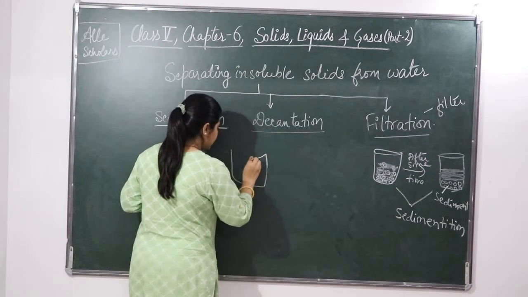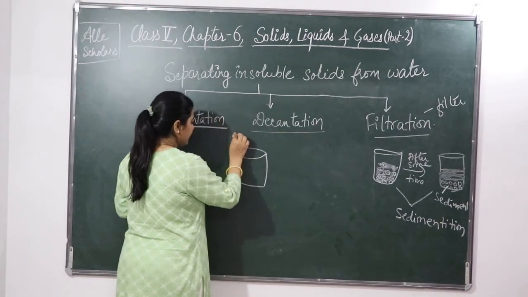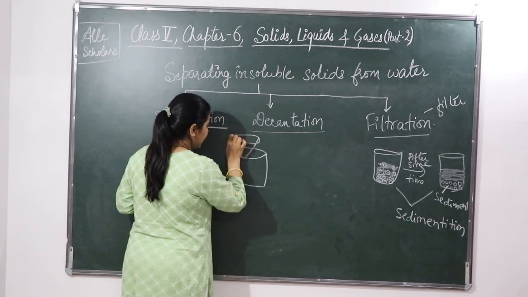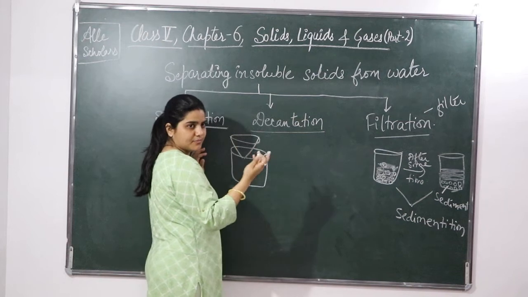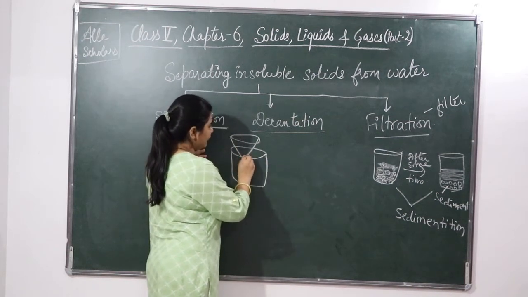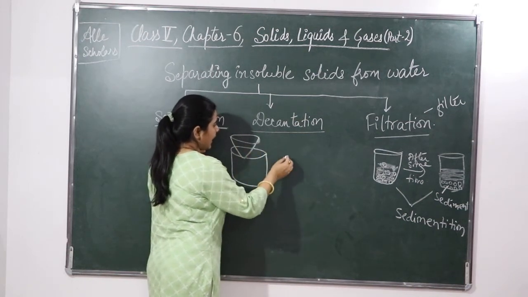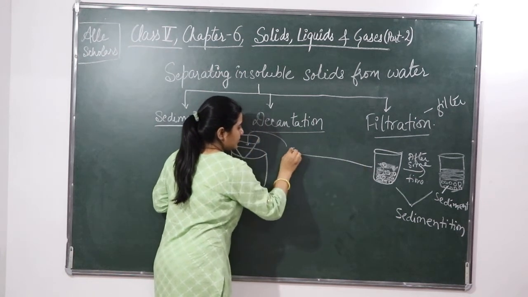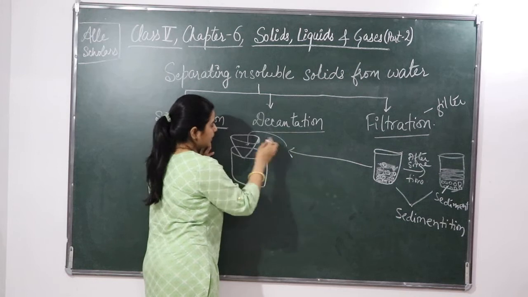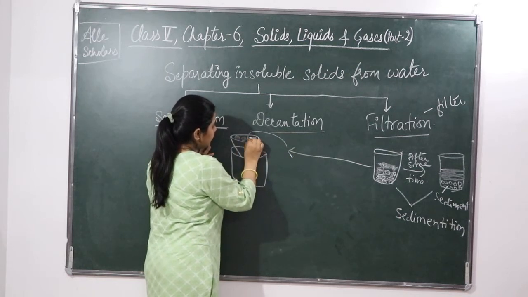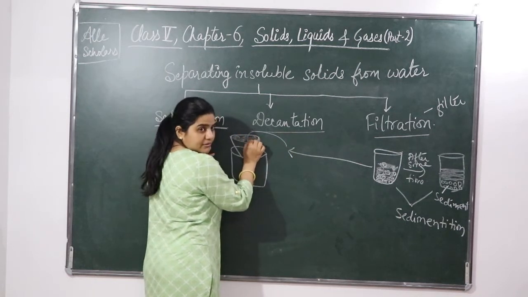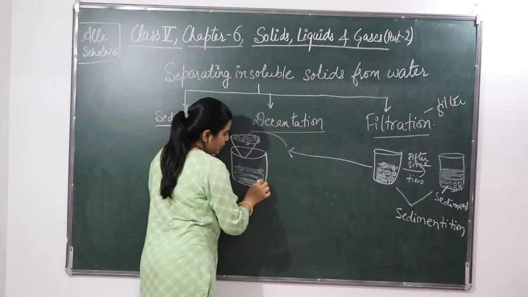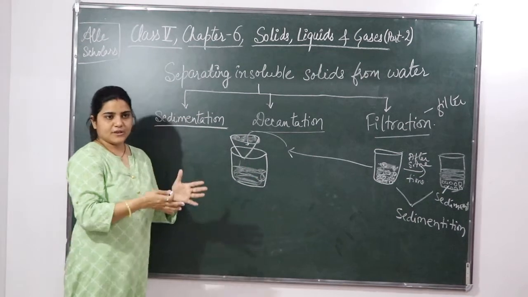So this is a container. Here either we keep filter paper like this, or some strainer we have kept, or we can use some cloth. And now when we pour this mixture in it, what is going to happen? The sand will remain inside the filter paper and the water will come here. Okay? So this is again a method of separation.